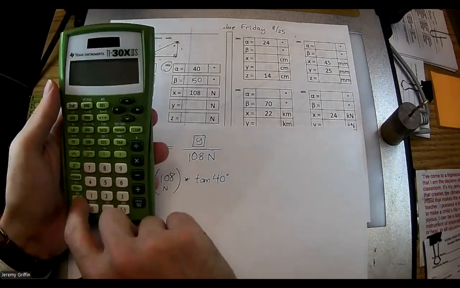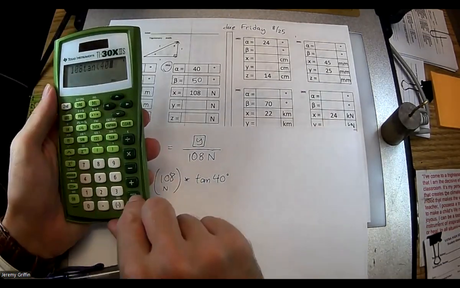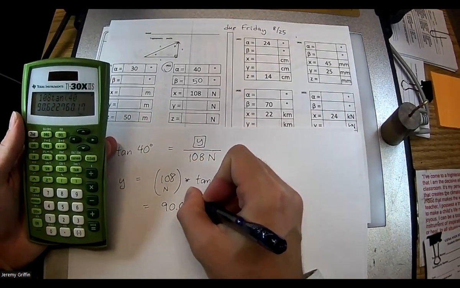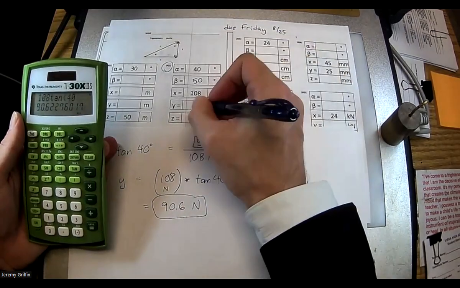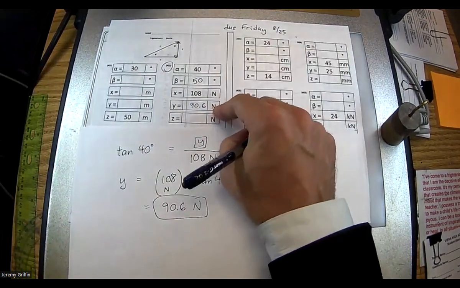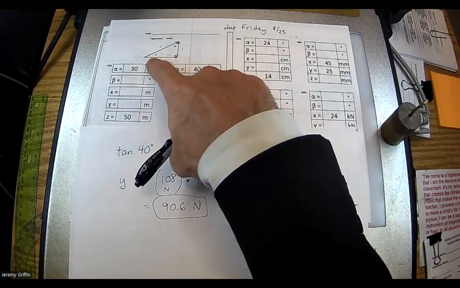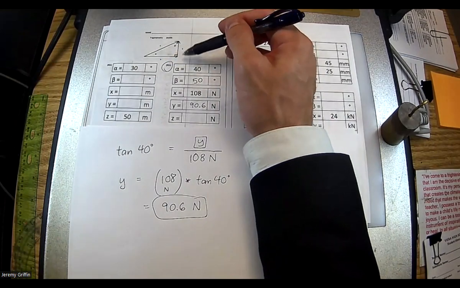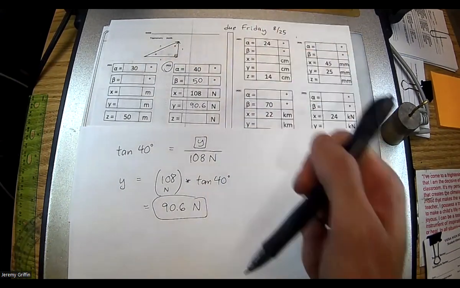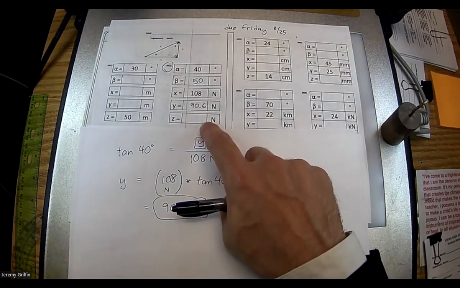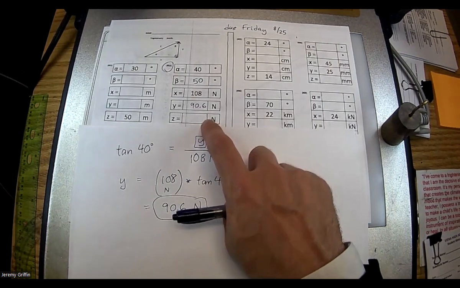Figure that out. 108 and 40. That is 90.6, I'll round to. I'll call it newtons. There you go. Write that in right here. 90.6 newtons. I can believe that, because if this alpha angle is less than 45 degrees, then I know my y has to be less than my x, and that's exactly what's showing up. Yeah, that looks about right. Finally, z. All right. There are probably multiple ways you could solve for z. What's one way you could solve for z?